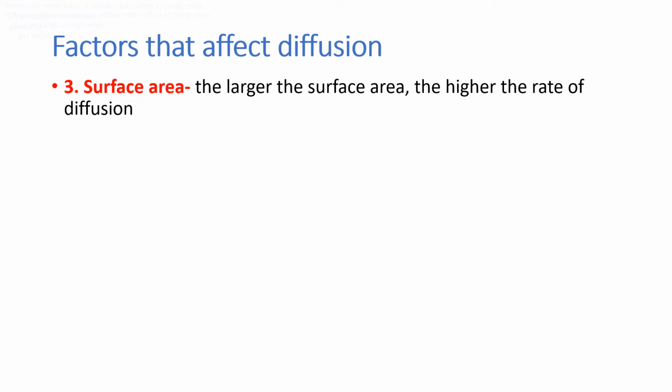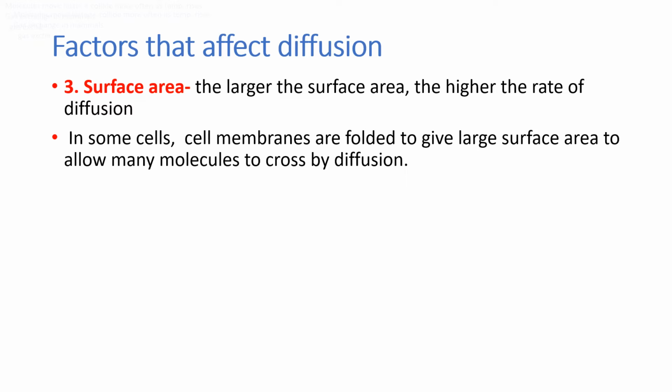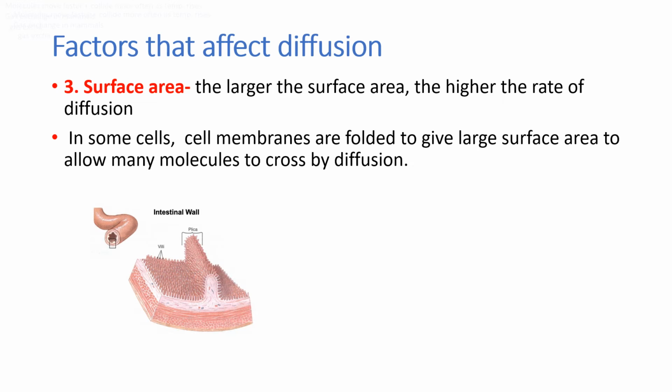The third factor is surface area. When the surface area is greater, the rate of diffusion is high. In some cells, cell membranes are folded to give a large surface area to allow many molecules to cross by diffusion. So again, we can identify three examples where the surface area is increased.